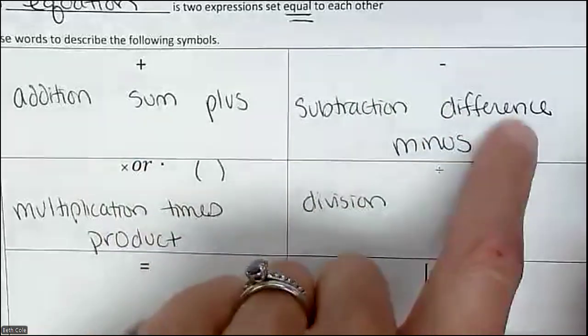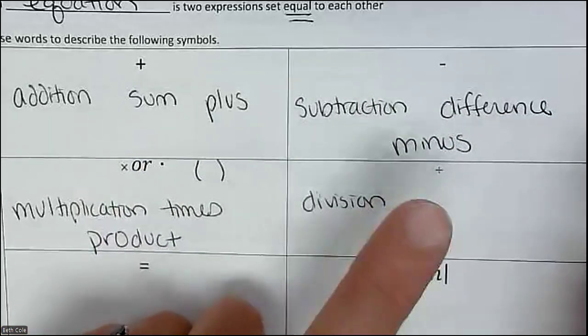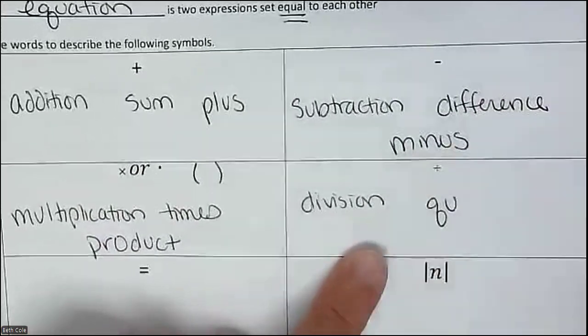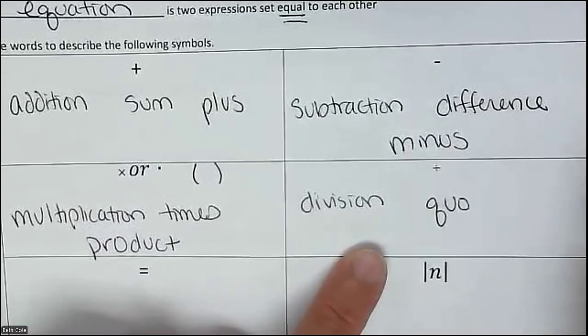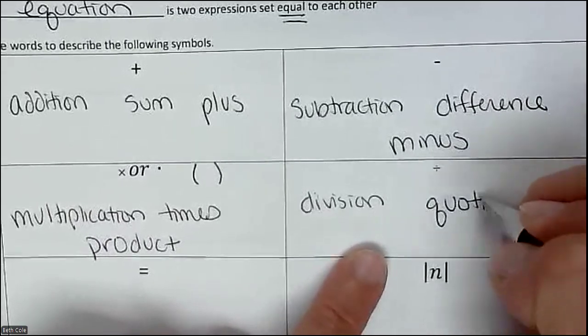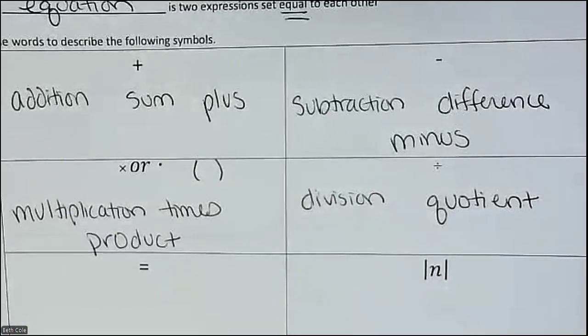Now we have sum, difference, product. Do you know what it is for division? It begins with a Q. Quotient. Good job.